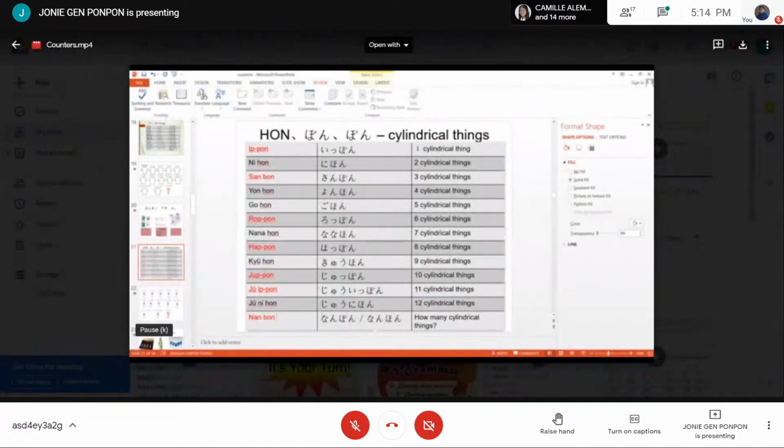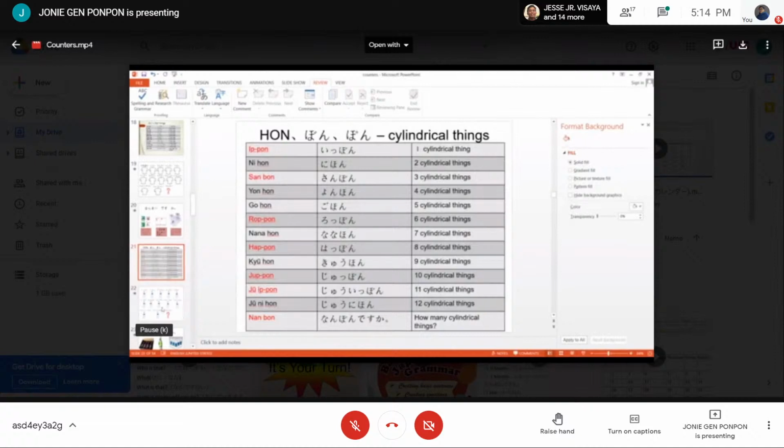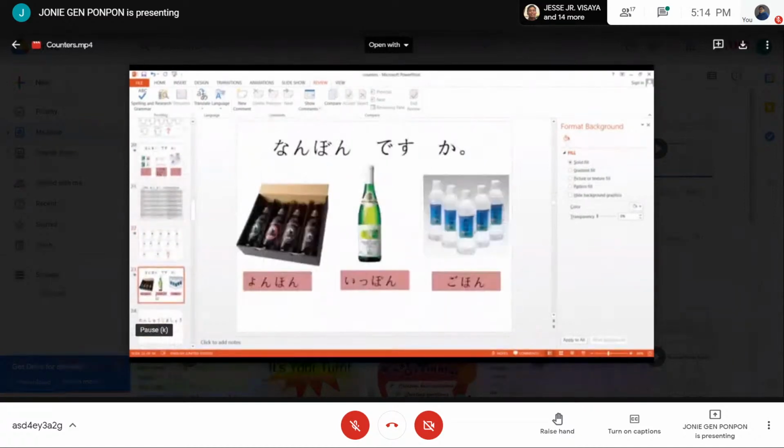And then if you want to ask how many pieces there are of long objects, okay, you know the object is long, you can now ask nanbon desu ka? Okay, so nanbon desu ka means how many pieces of long objects. Okay, so this slide is the same here. We'll have an exercise. So how many pieces daw sabi the question is.